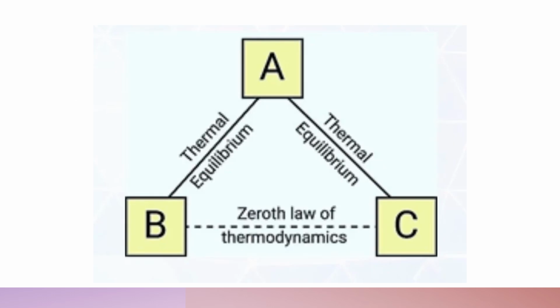This is a good visual representation of the 0th law. Here, A and B are in thermal equilibrium with each other. Once C is introduced to be in equilibrium with A, the 0th law tells us that B and C are now in thermal equilibrium.